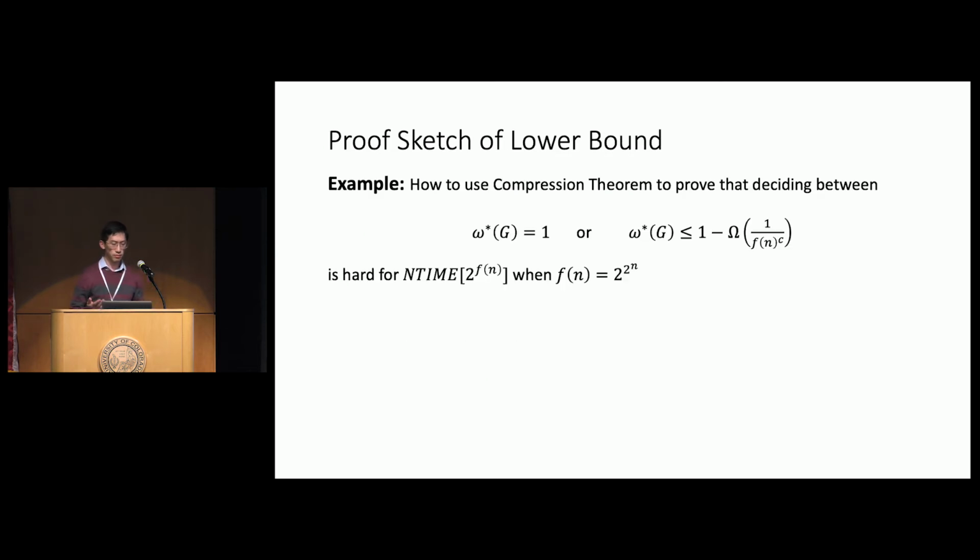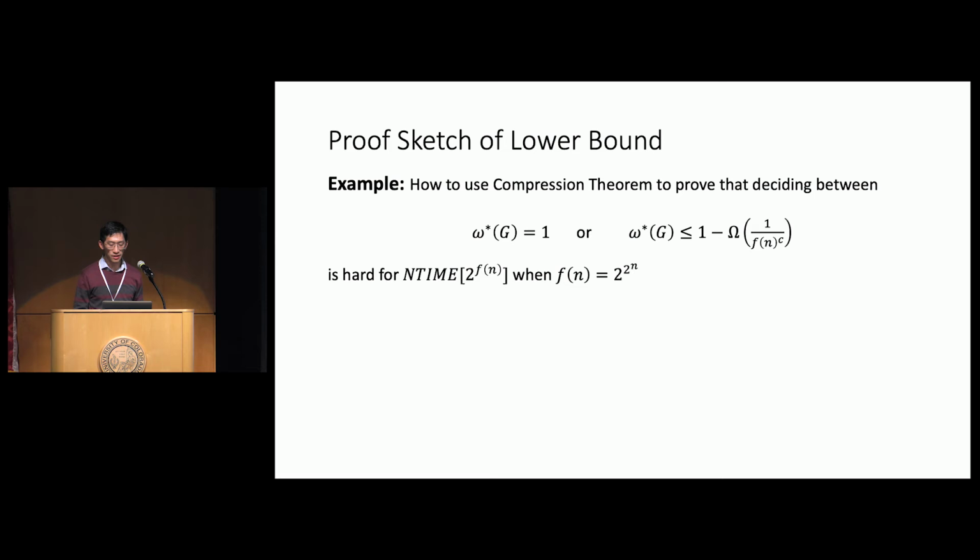So once you have this theorem, it should be somewhat intuitive how you can use such a compression theorem to prove our complexity lower bound. As an example, let's run through how we show that distinguishing between entangled value equal to 1 or at most 1 minus 1 over f of n is hard for non-deterministic time 2 to the f of n. And for concreteness, let's think of f of n as being doubly exponential in little n.